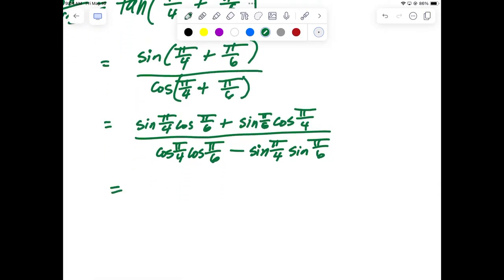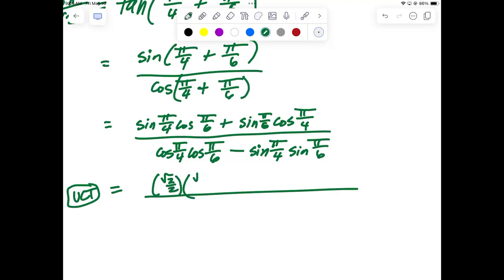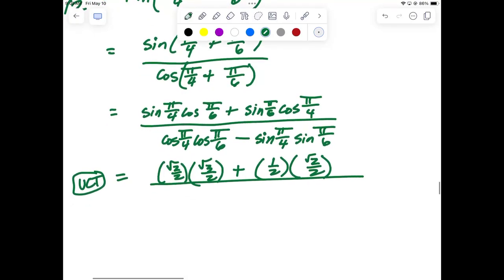Now it's unit circle time, everybody. UCT, unit circle time. What's sine of pi fourths? Square root of 2 halves. What's cosine of pi 6? Square root of 3 halves. Plus, what's sine of pi 6? 1 half. What's cosine of pi fourths? Square root of 2 halves. Yippee-ki-yay! Round 2, the denominator.